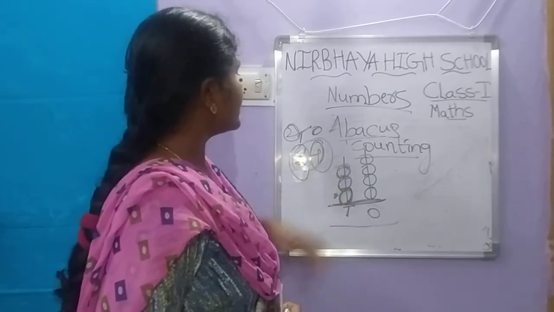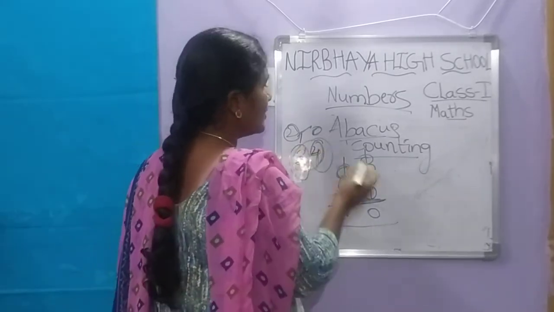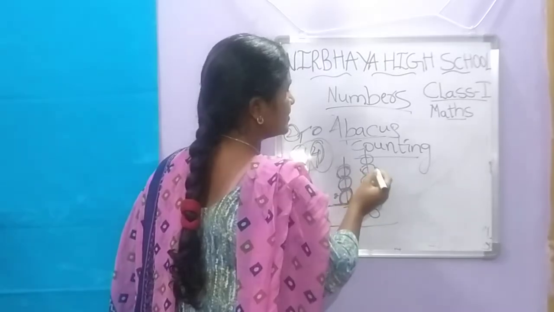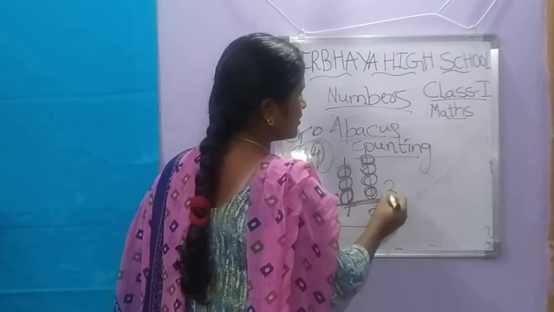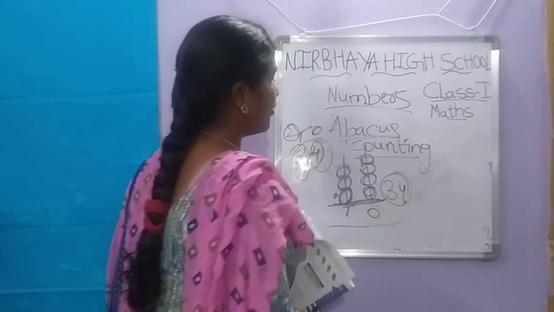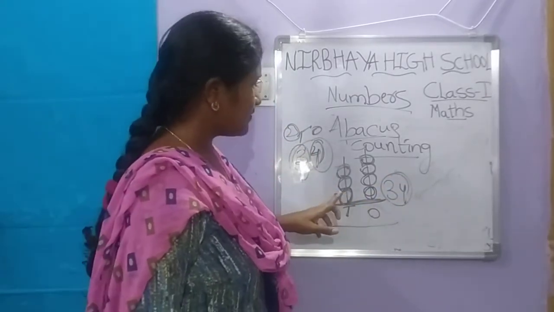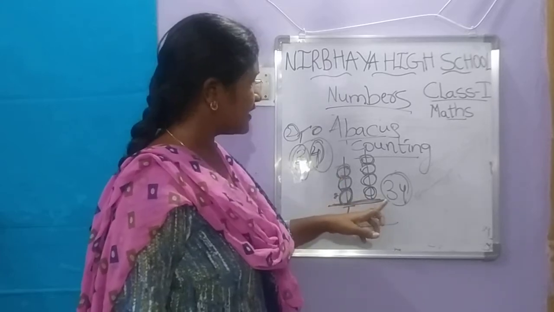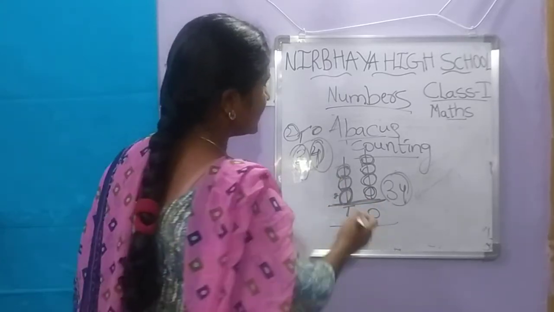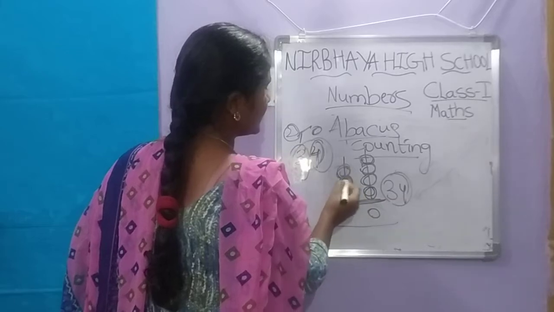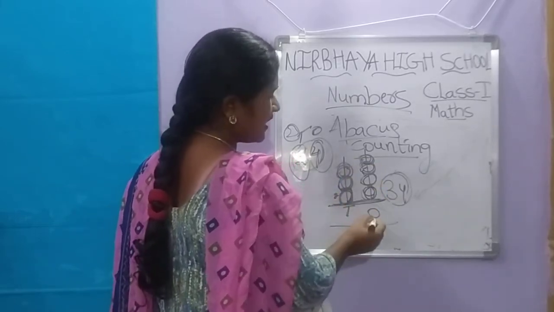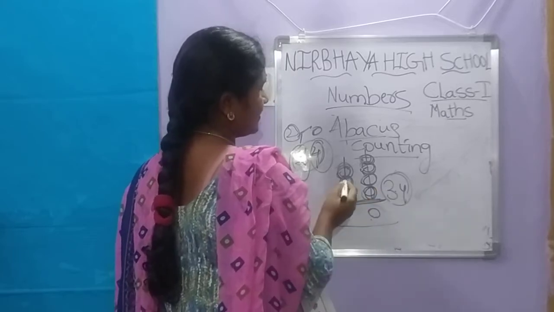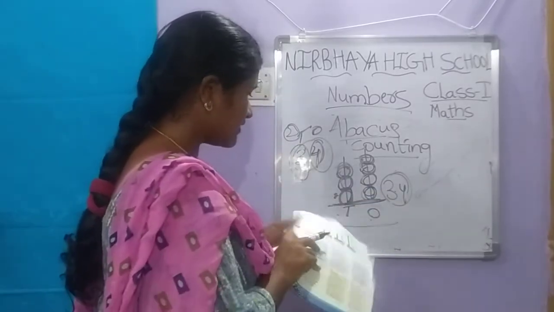Okay. How many ones are there? 4. So 1, 2, 3, 4. 4 ones. So this is 34. We should draw 3 green beads in the tens place and 4 beads in the ones place. So this is 34. Okay, next one.